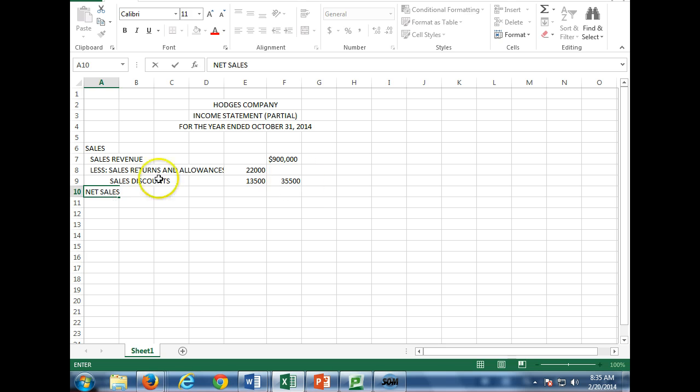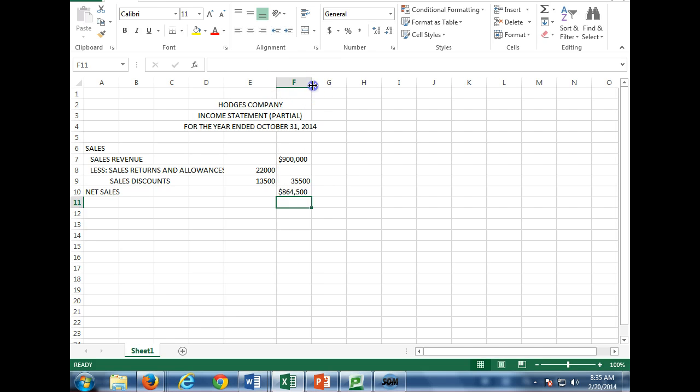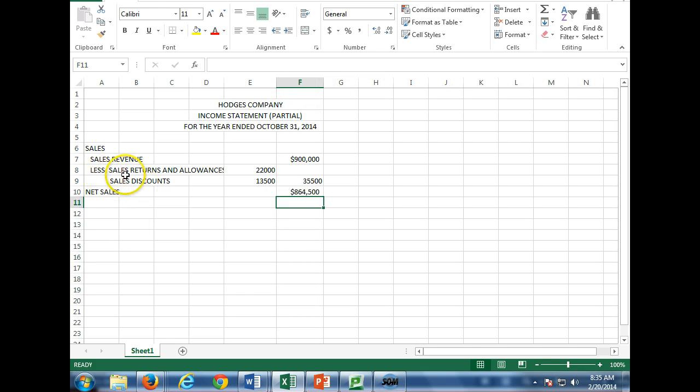Now you can put it in parentheses, but technically no, because you know that these two items, you see how we show it as a less sales and sales discounts? Less sales returns and allowances. So we've got our little less right there. So our net sales here is $864,500.